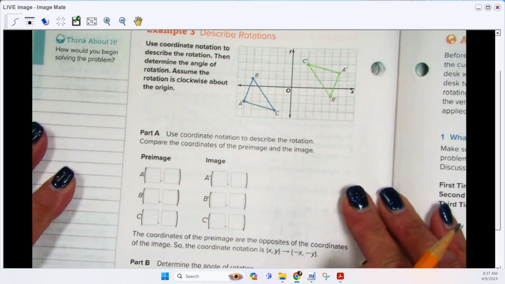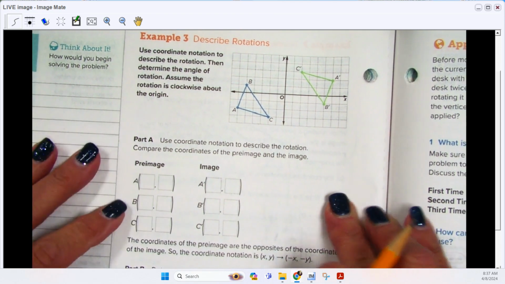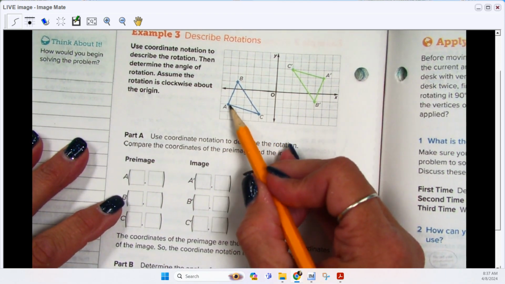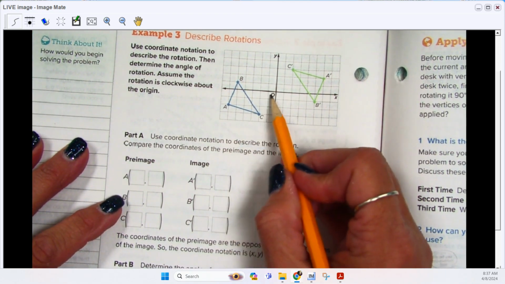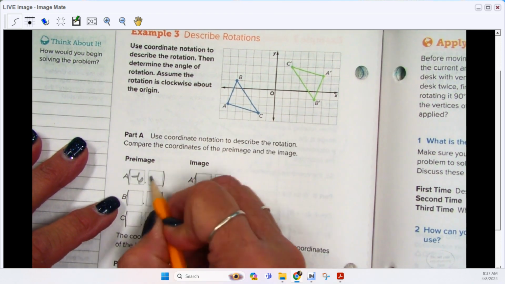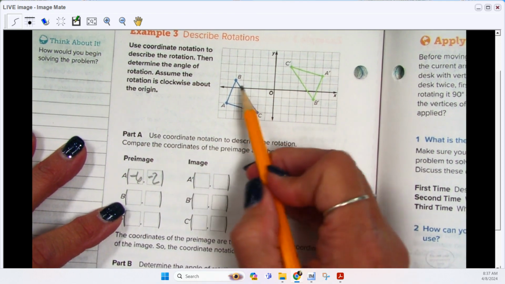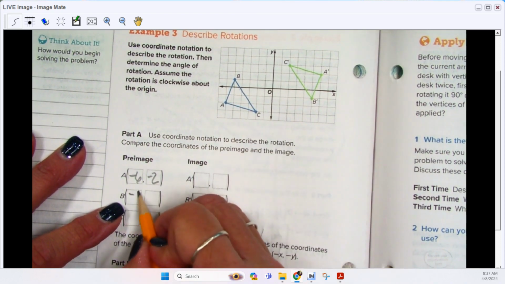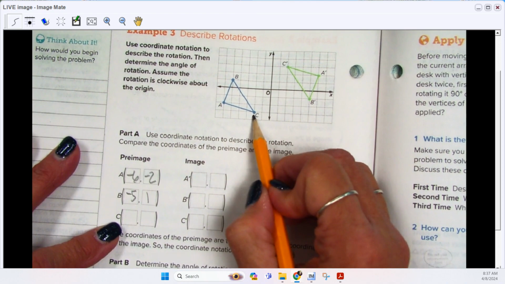Okay, so here we have these. If I look at the image, or the pre-image, I want to write down its spot. So 1, 2, 3, 4, 5, 6. So A is negative 6, negative 2. Then B is negative 5, 1. And C is negative 2, negative 3.